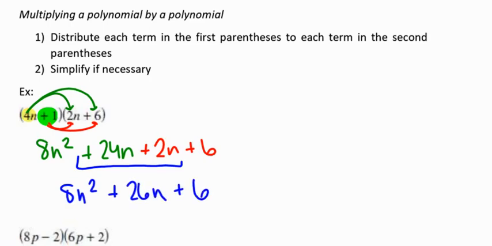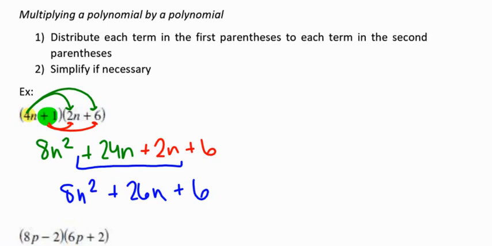Okay. So a binomial times a binomial, in this case, produced a trinomial, right? I have 3 terms now in this simplified set, in this simplified polynomial.